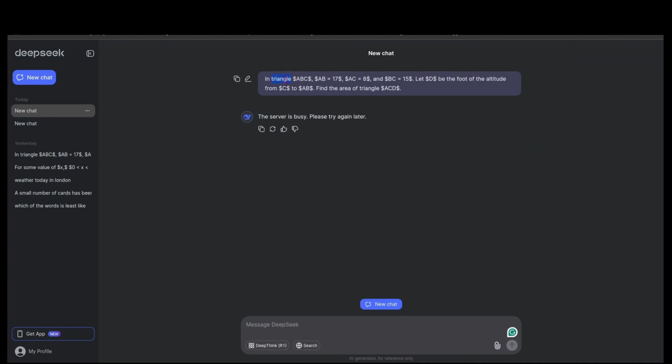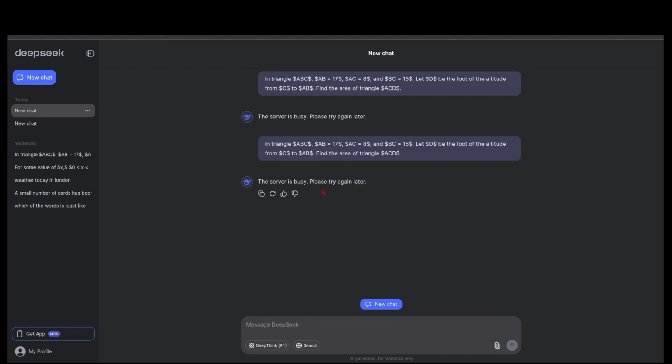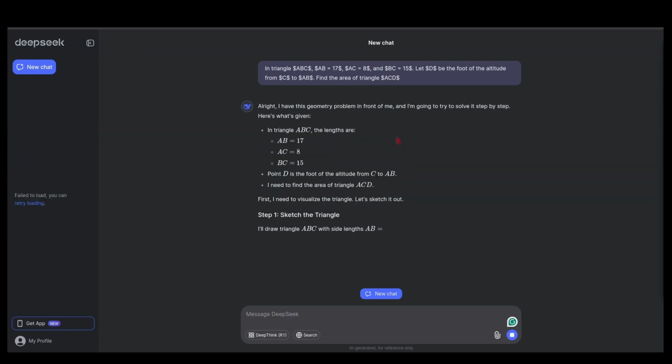Meanwhile, DeepSeek says that the server is busy. So I'm going to try it out one more time, asking the same question to find out how it goes. It once again says the server is busy. So I'm going to try after some time. So this time it seems to be working fine.